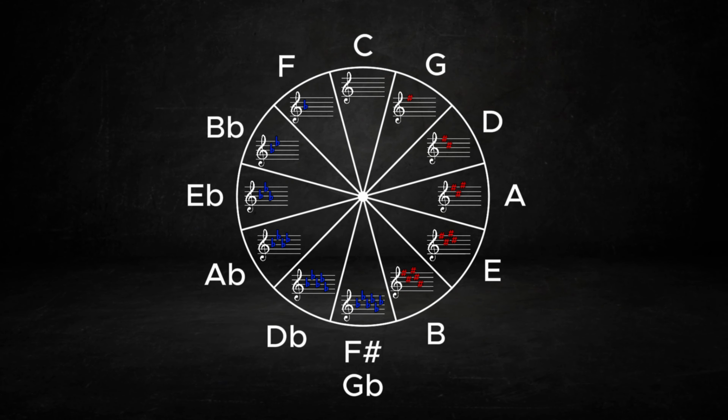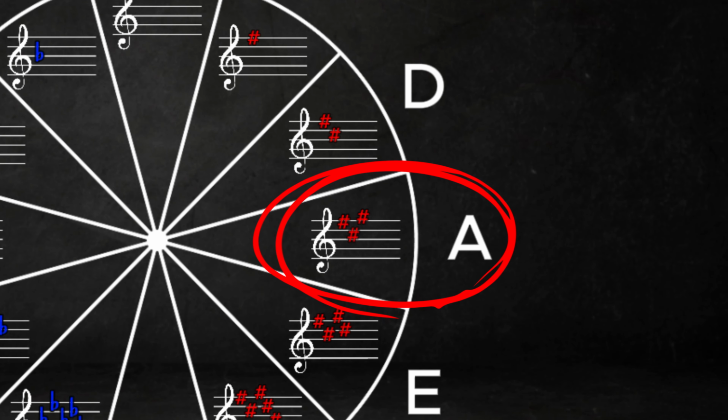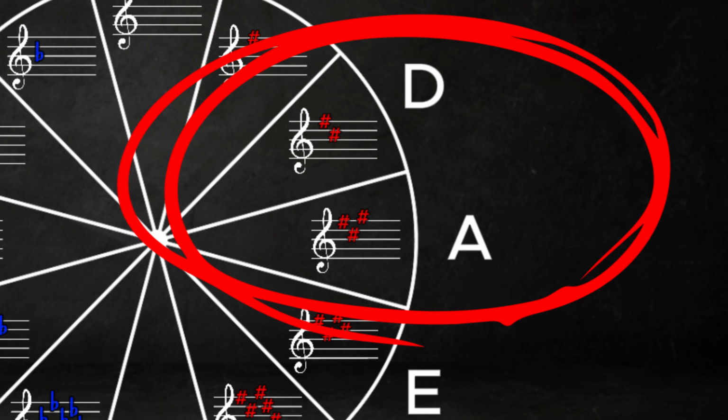The circle of fifths is an essential tool for understanding the relationship between musical keys, scales, and chords. It allows musicians and composers to identify how many sharps and flats are in each key and how each key is related to one another. It essentially tells us what notes and chords belong together.